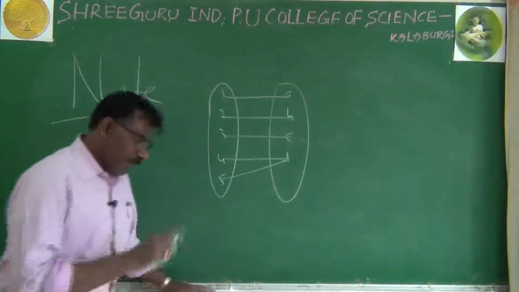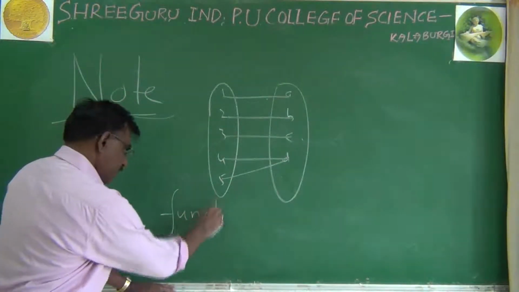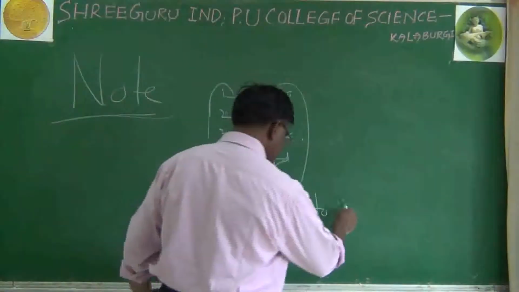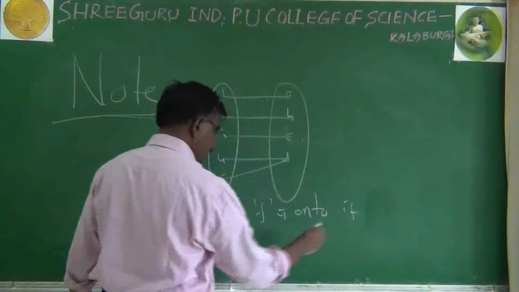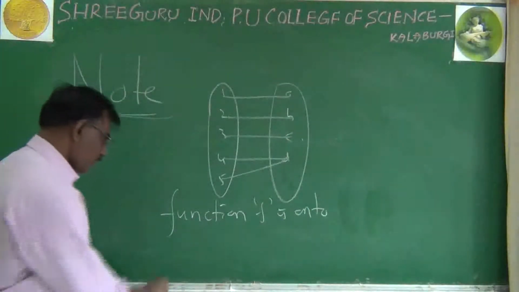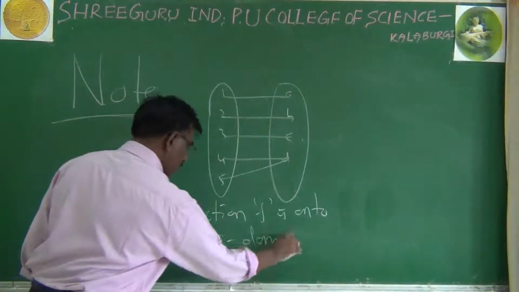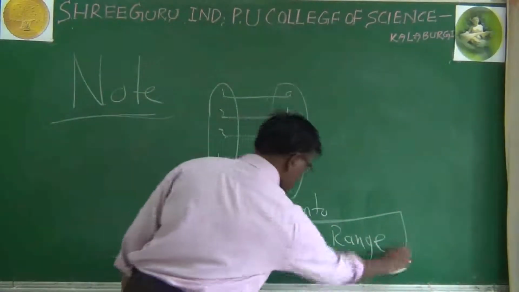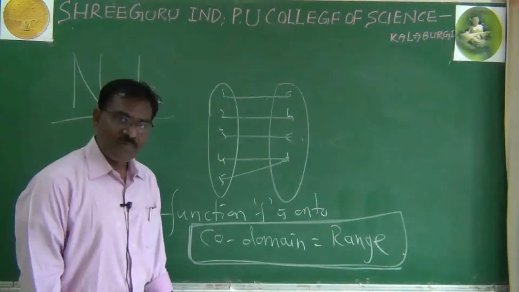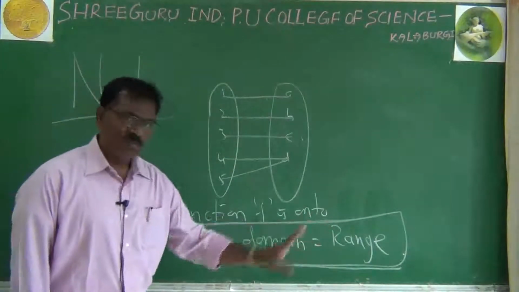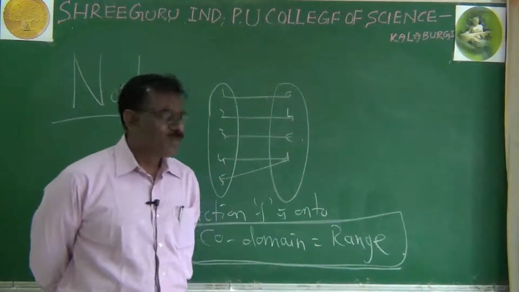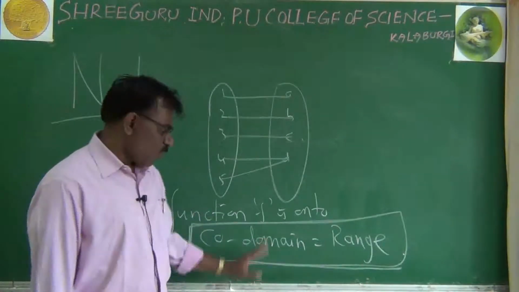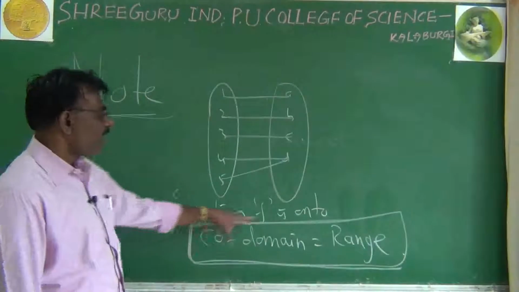You remember the function f. The function f is onto if codomain equal to range. Codomain of f equal to range of f. When codomain equals range, it means the function f is onto. Some problems I'll explain, shortcut, no need, only this sentence you have to write. So codomain is equal to range, the function f is called onto.